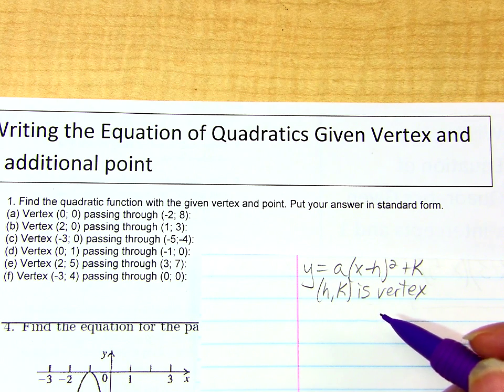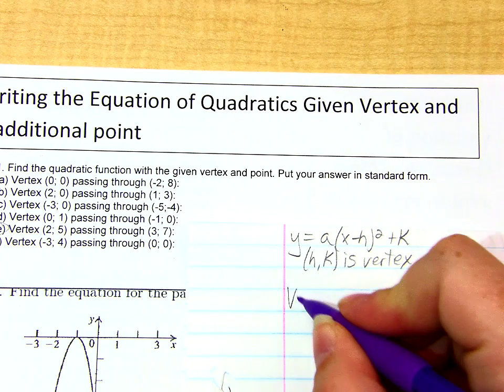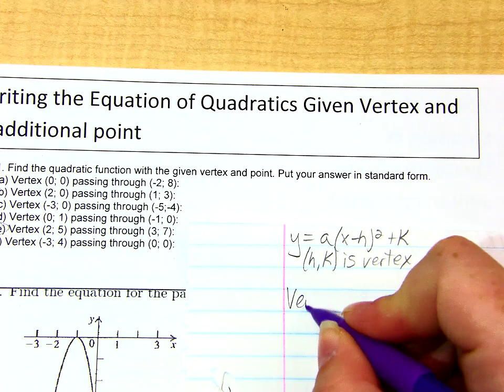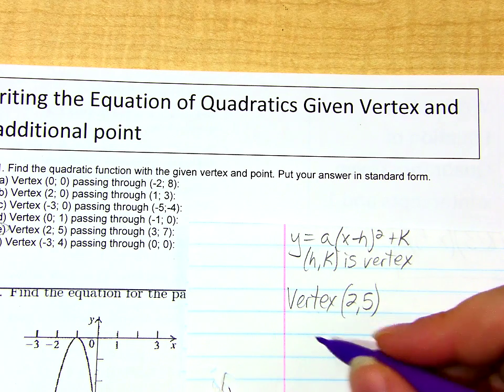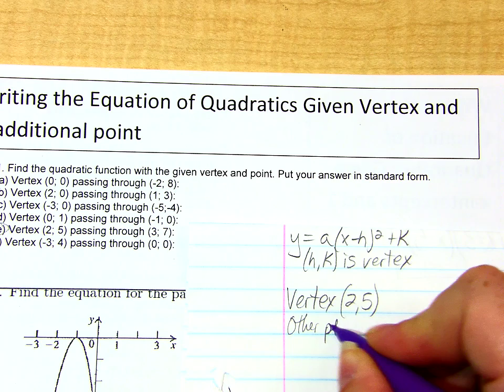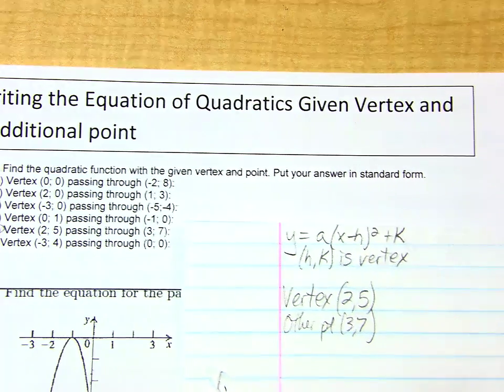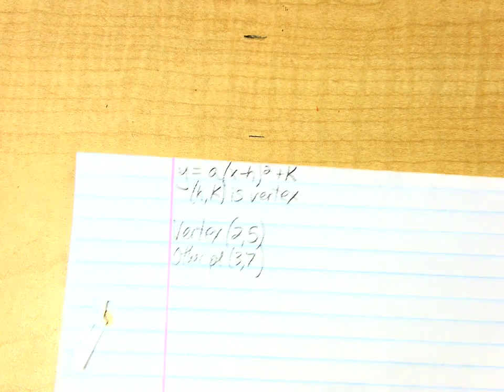Okay? So if we look at, I think A is too easy. Why don't we start with E? So E says we have a vertex at 2, 5. And then our other point is at 3, 7. Other point 3, 7. Okay, so now I don't need this anymore. There's all the info that I need.